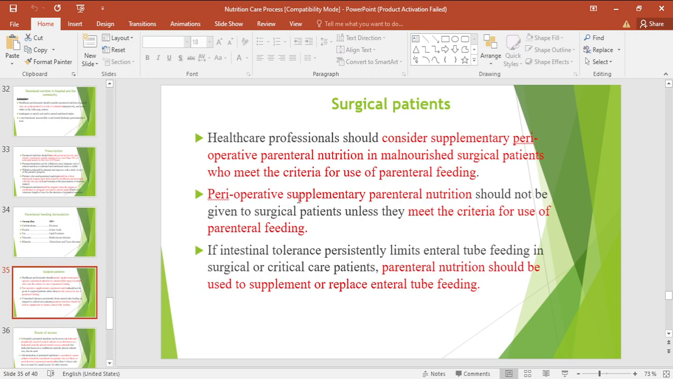Surgical patients. The health professional should consider supplementary perioperative parenteral nutrition in malnourished surgical patients that meet the criteria for use of parenteral feeding. And perioperative supplementary nutrition should not be given to surgical patients unless they meet the criteria for use of parenteral feeding.